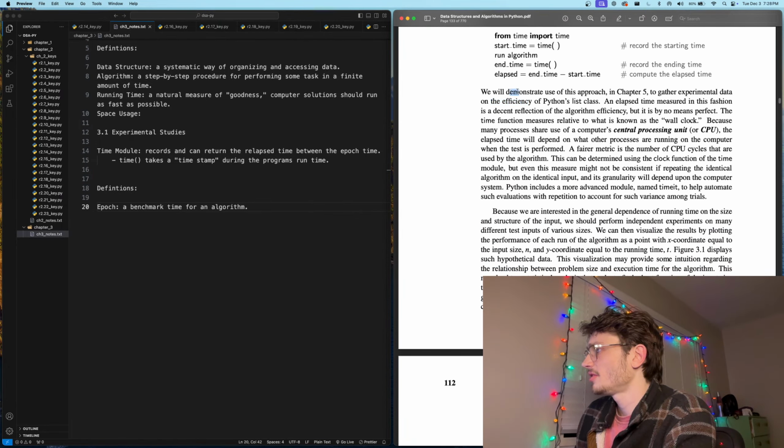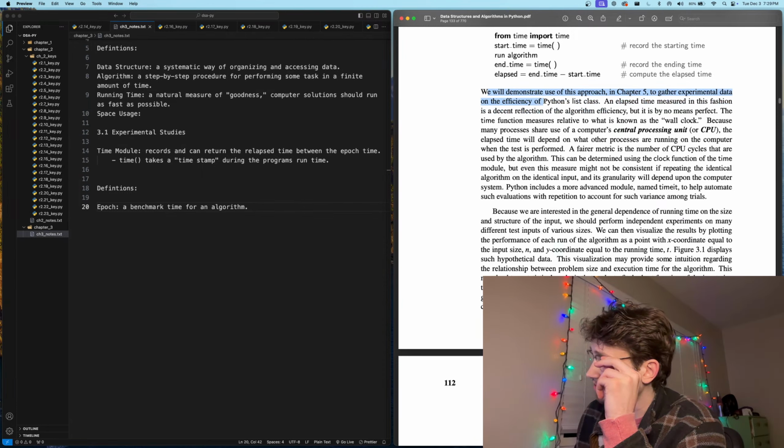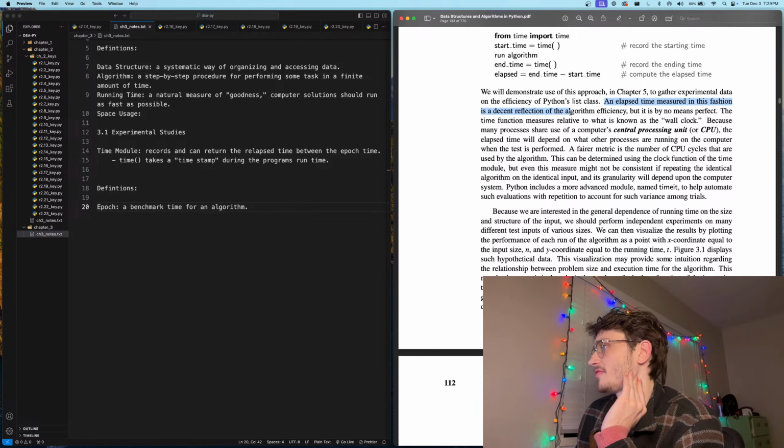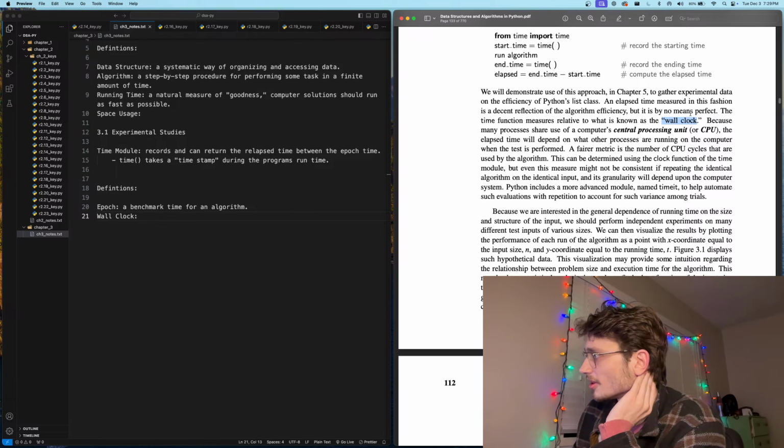Okay, we will demonstrate use of this approach in Chapter 5 to gather experimental data on the efficiency of Python's list class. An elapsed time measured in this fashion is a decent reflection of the algorithm's efficiency, but it is by no means perfect. The time function measures relative to what is known as the quote unquote wall clock. Okay, so meaning like a physical wall clock.